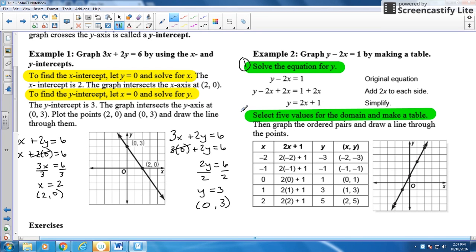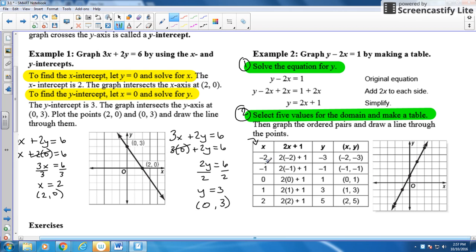And then you're going to select 5 values for the domain and make a table. Remember, your domain is your x values right there. You can pick any 5 values that you want, okay? But pick easy ones just to save yourself some hassle. So, like they did, -2, -1, 0, 1, 2, those are all good. We wouldn't want to pick 25 because I'm not giving you a graph that's going to show 25 on it. You wouldn't want to pick 3/4 if you don't have to because the grids are done by ones, and so you wouldn't want to have a fractional value if you can avoid it.